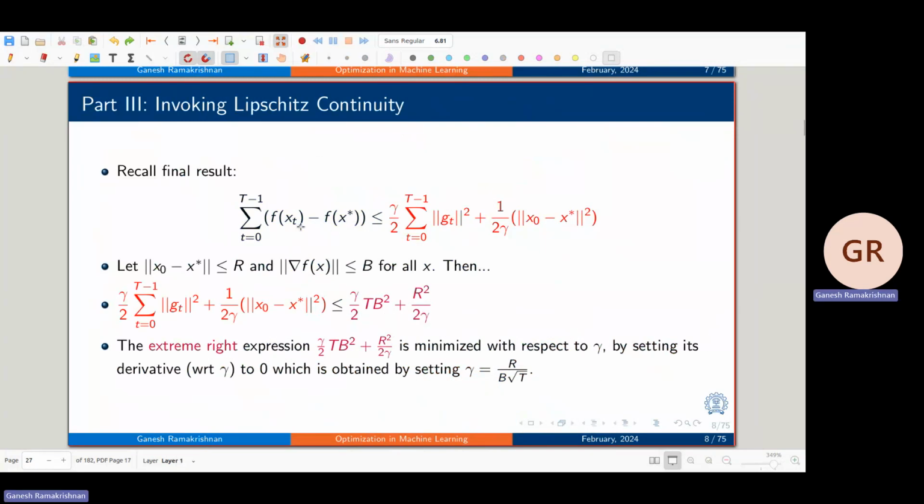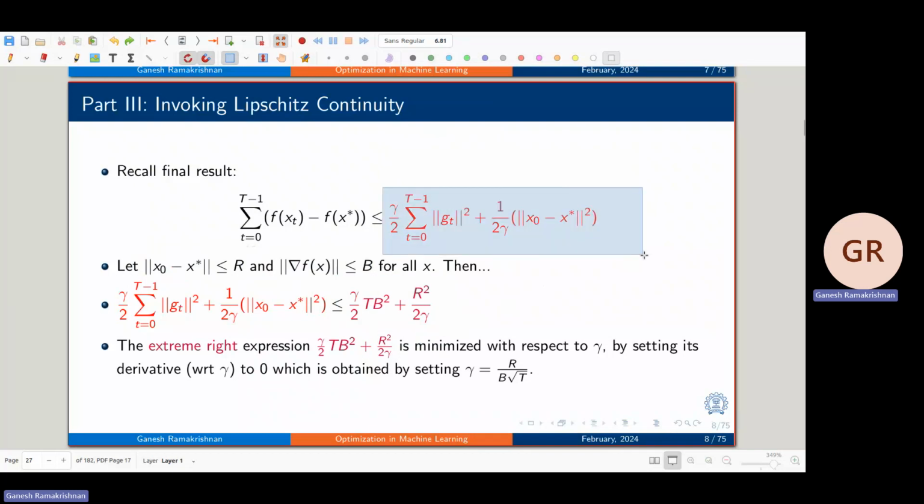Okay, so we have all of these terms, and the terms in red are on the right hand side, and we'll further expand on them. So let x naught minus x star be less than or equal to r. As I said, if I start from North America to go to Antarctica, then I'll assume that my points are all within the radius r. And also assume that the norm of the gradient of f is less than or equal to b for all x, which is my Lipschitz continuity property. So these two I'll bring in. The right hand side I'm now simplifying. The right hand side is going to be gamma by 2 times t b squared, where t is the number of iterates, plus r squared by 2 gamma, where r has come because the first iterate should be within radius r.